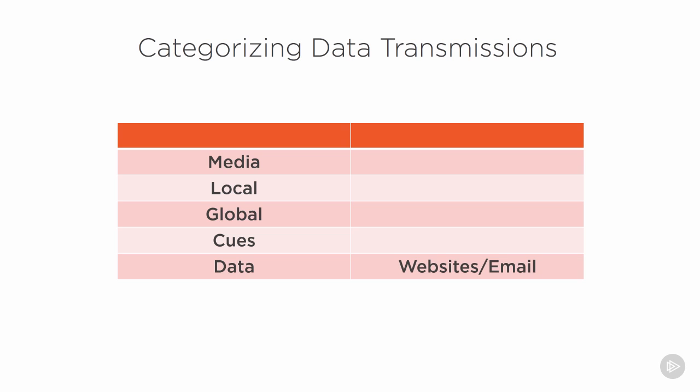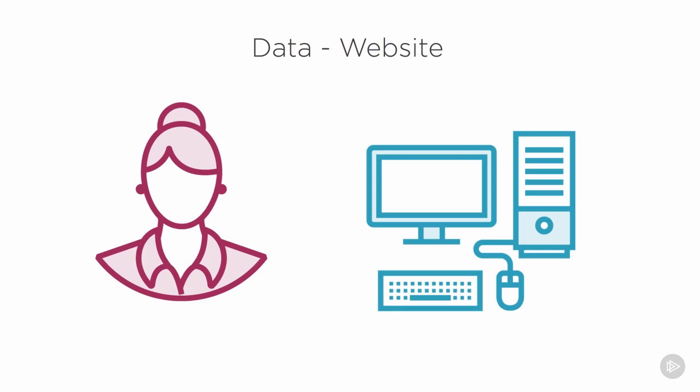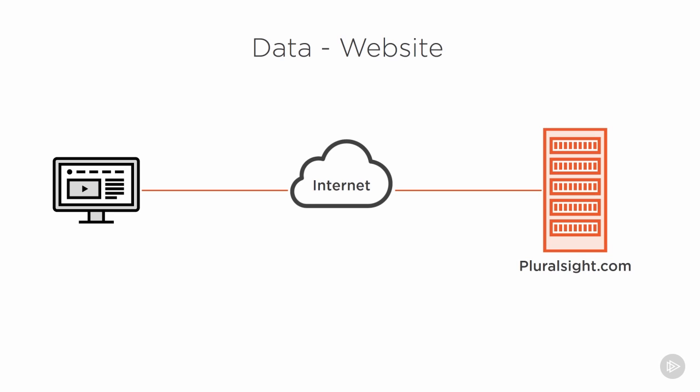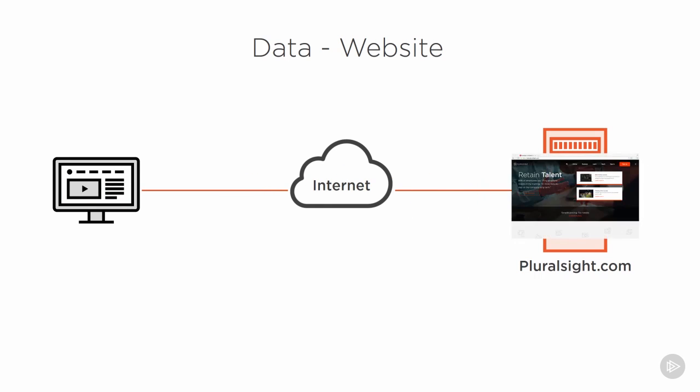So first we're going to start with a website as our data. So we can have websites or email being transferred here. We're going to start with a website. We're going to assume that our user here wants to go to pluralsight.com. So she types in www.pluralsight.com into her computer, and effectively what that does is it goes and grabs Pluralsight's web page and brings it down to the local computer where our user is working. So effectively we have a computer where our user is sitting. They say, give me the website, please. And Pluralsight.com responds with, here's the website.